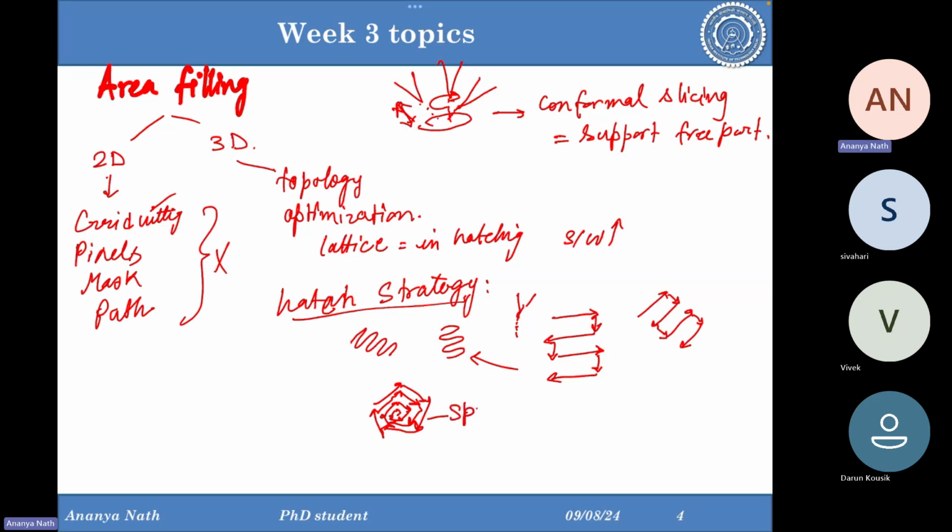This is called spiral. This again, maybe we can call zigzag. And if a dotted line means at that portion the material is not being deposited, only the nozzle is moving, coming back to the original position with the material feed turned off. This is called raster. So these are a few hatch strategies using which you can fill the area inside it.